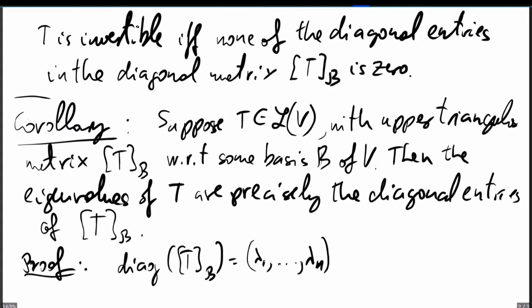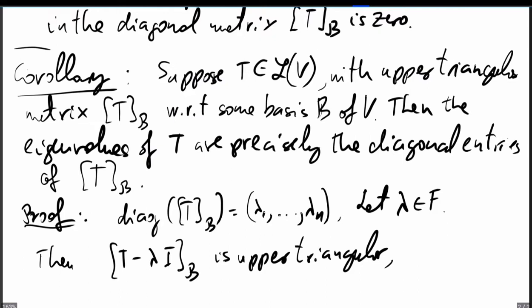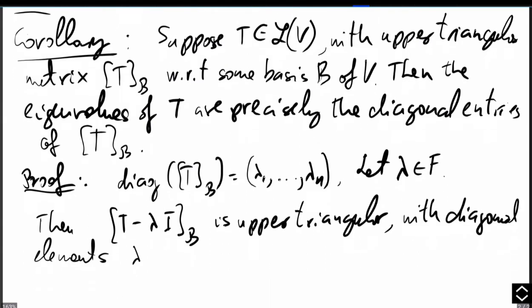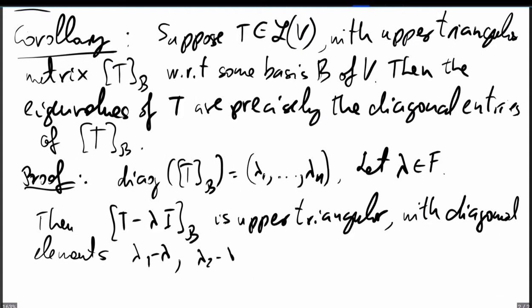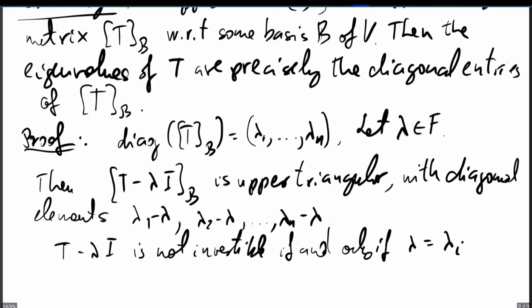We don't care about whether or not they are repeated or not. And now we consider a general lambda scalar, and we look at the T minus lambda I matrix in this basis B. So this is still upper triangular, and the diagonal elements are lambda 1 minus lambda, lambda 2 minus lambda, lambda n minus lambda. So what we have is that T minus lambda I is not invertible if and only if lambda equals lambda i for some, at least one i.